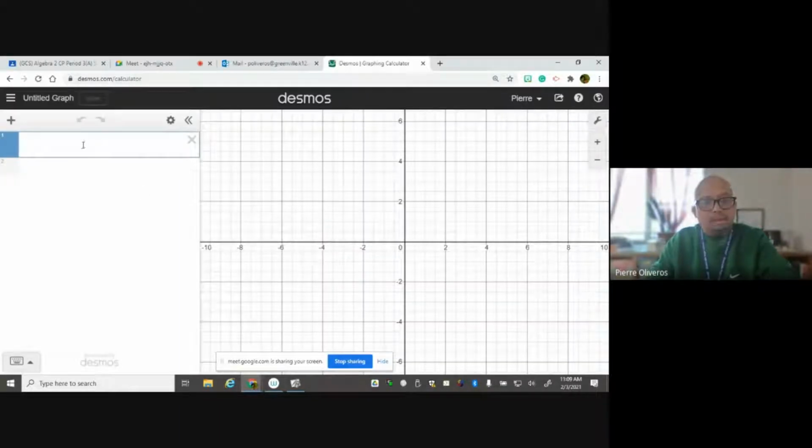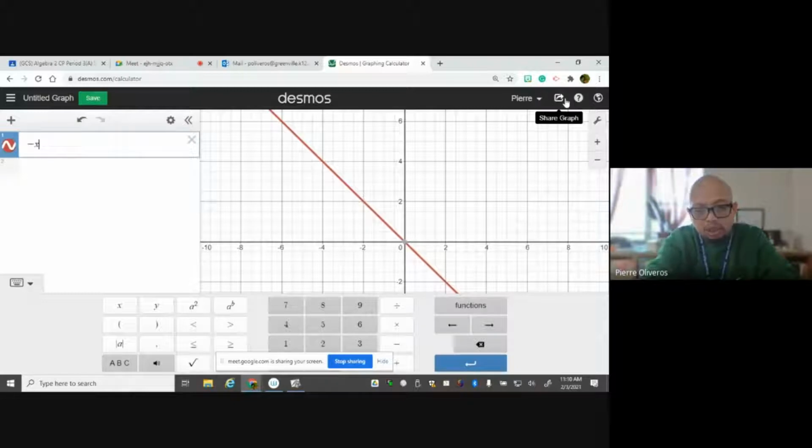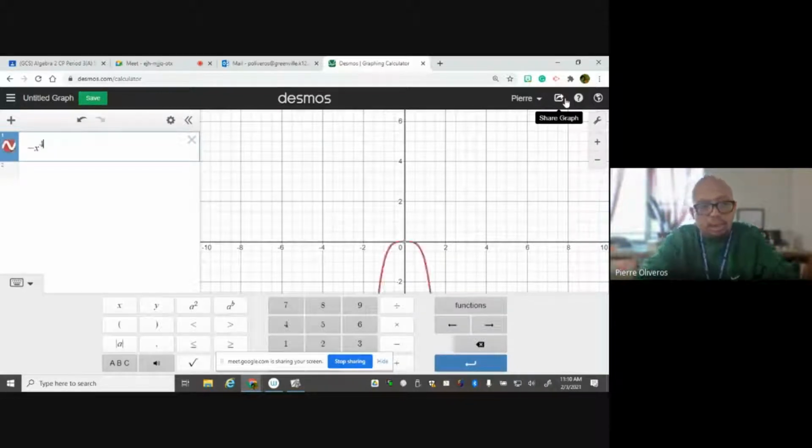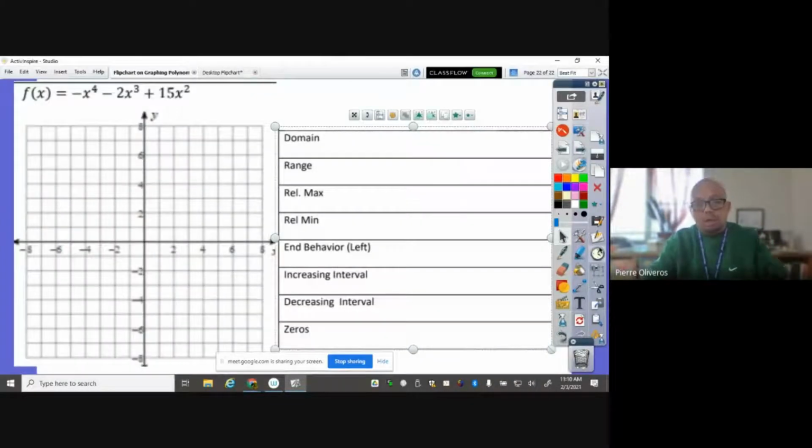So the problem that we have there is negative. You can use the keypad here in the lower left if you need to. You don't have to type f of x, just type in negative x to the fourth. Caret is shift 6. That will make it the exponent or superscript. Right cursor. Minus 2x cubed, but I will just use shift 6 to show it to you. And plus 15x squared.